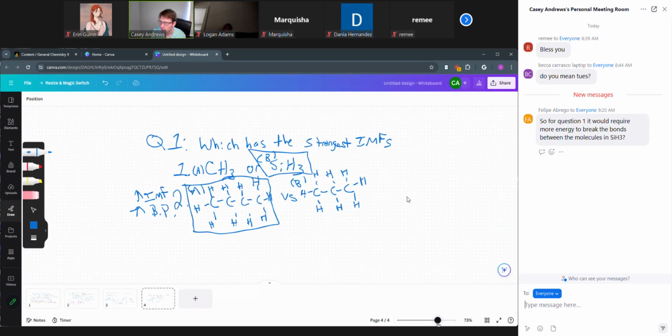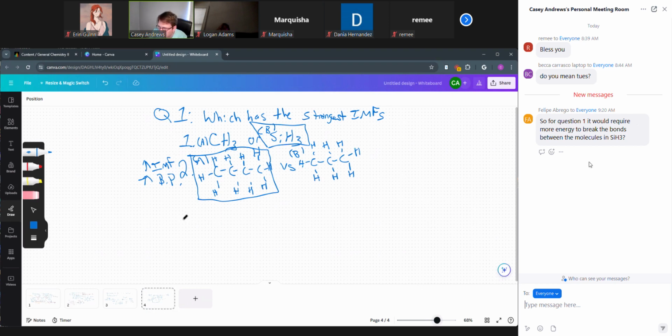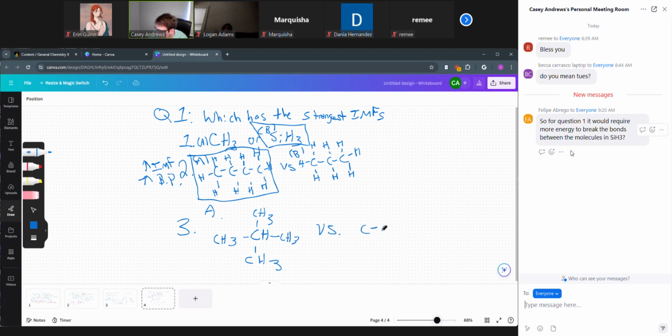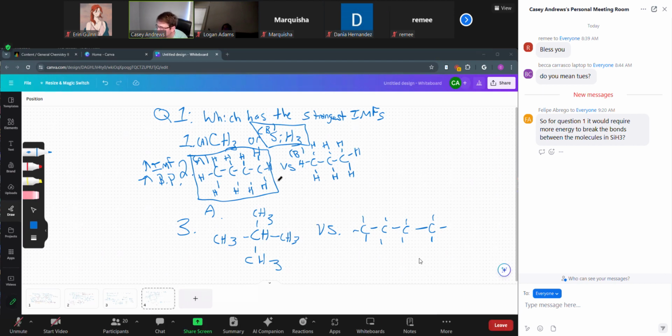All right, last one. So here I'm just going to draw the molecule. So molecule A is called 2,2-dimethylpropanol, and it looks like CH, CH3, CH3, CH3, CH3. Versus good old butane, carbon, carbon, carbon, carbon, and again, a bunch of hydrogens coming off of that. So let's relaunch this poll. Which one do you think has stronger intermolecular forces? Molecule A or molecule B?